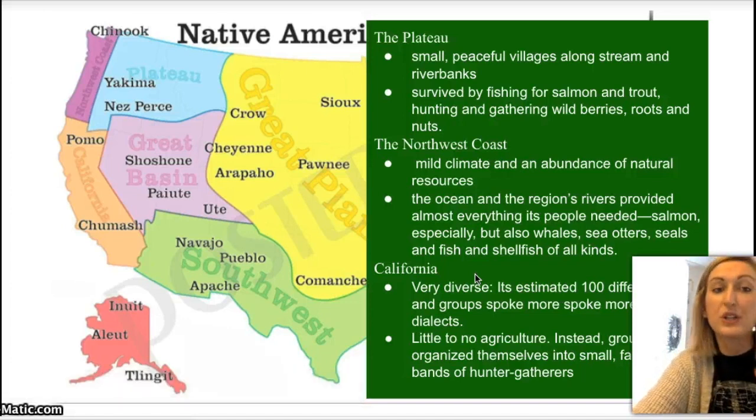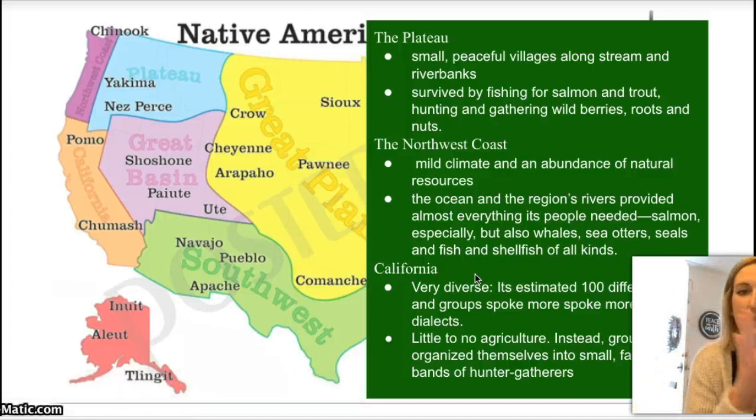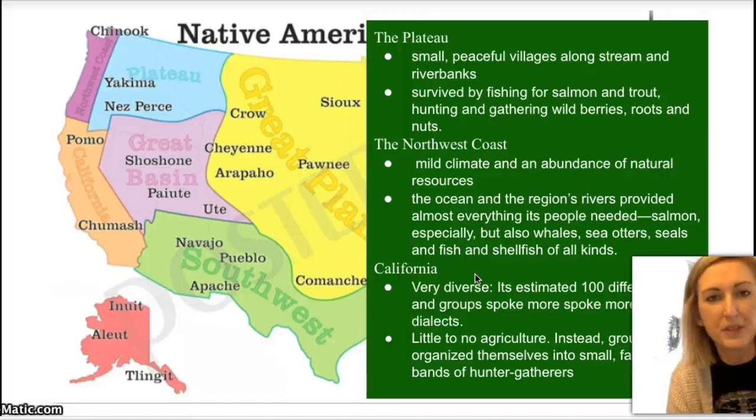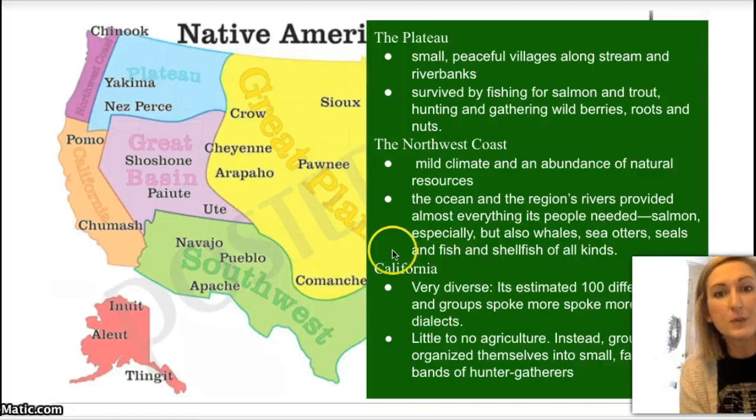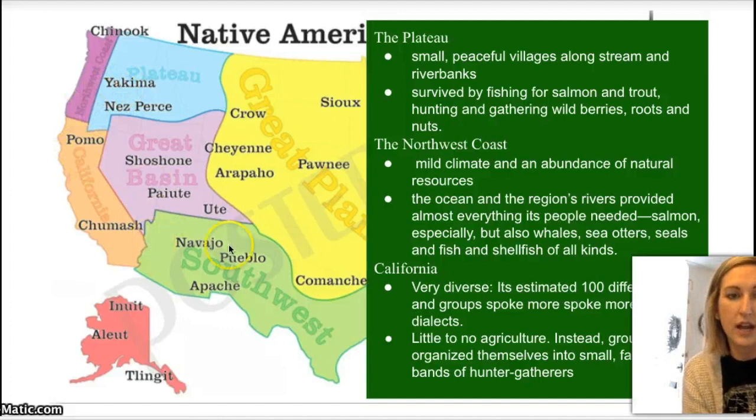So next, we're going to look at the West Coast, so the opposite side, and we're skipping over the Midwest for right now, because that's the one that's most important for us here in Missouri that we need to learn about as third graders. All right, so in this region, we've got the Plateau, the Northwest Coast, California, Southwest, Great Basin. We're going to talk about 3 of those regions now.